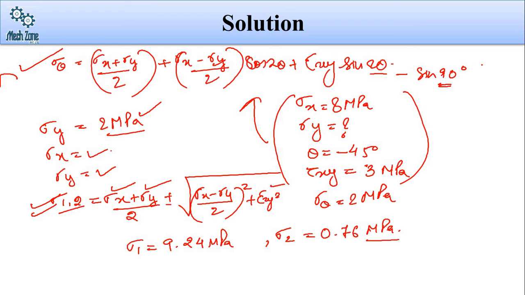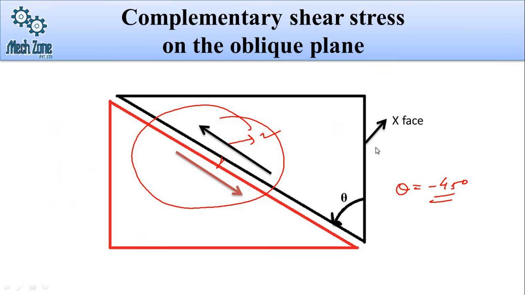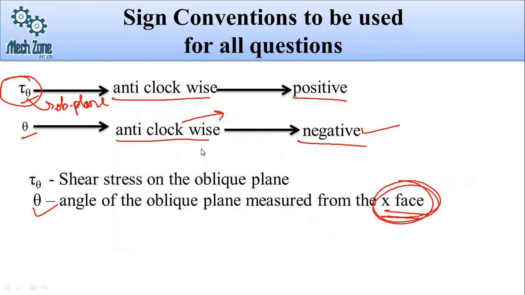The only thing that needs to be remembered here is that we have been given this angle in the anti-clockwise direction, so it will be taken negative. This shear stress on the oblique plane that we have been given is actually in the anti-clockwise sense. So anti-clockwise sense shear stress is taken as positive. Tau theta will be taken as positive.